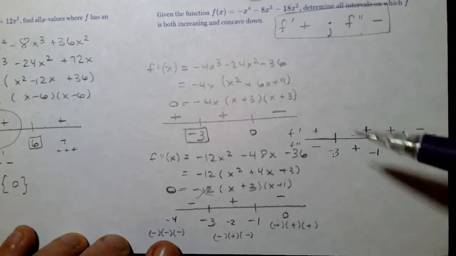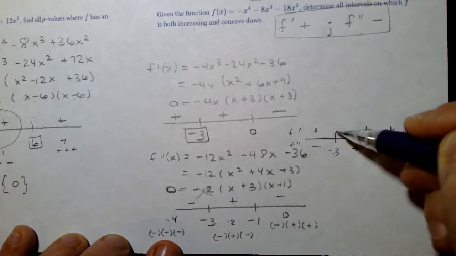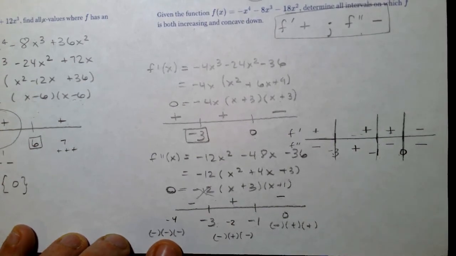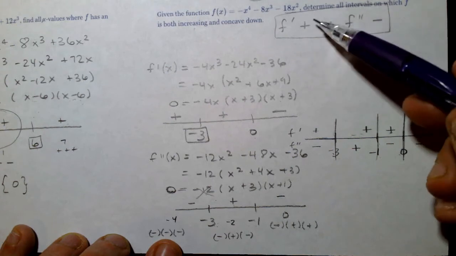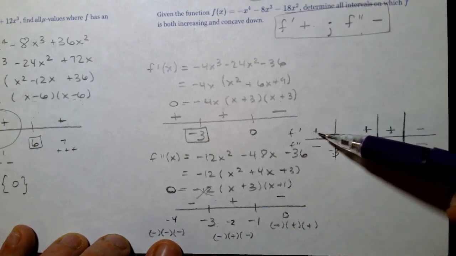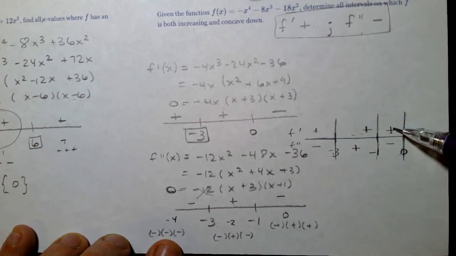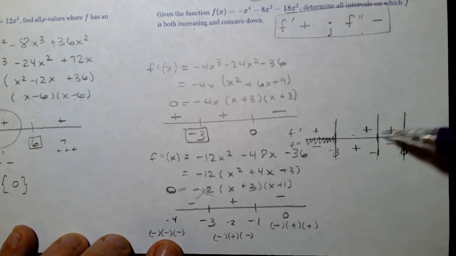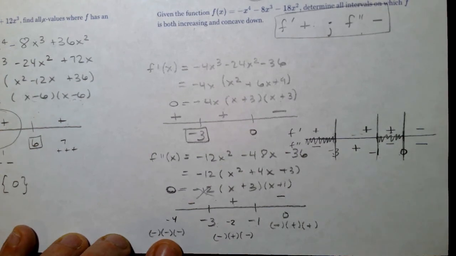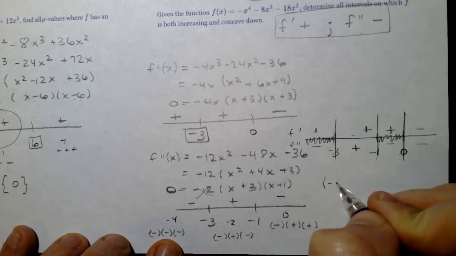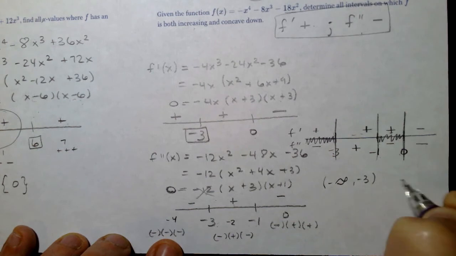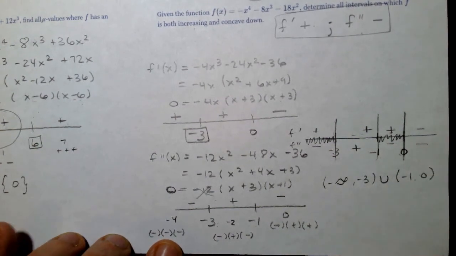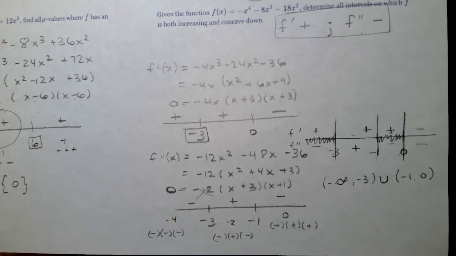What I'm looking for is, these are the signs of the regions. So I'm going to make my divisions a little bit more pronounced. What I'm looking for then is where I have f prime positive, so I have these 3 choices, and f double prime is negative. That to me exists in 2 areas, here and here. So my final solution is on the interval from negative infinity to negative 3, union with negative 1 to 0. Final answer.